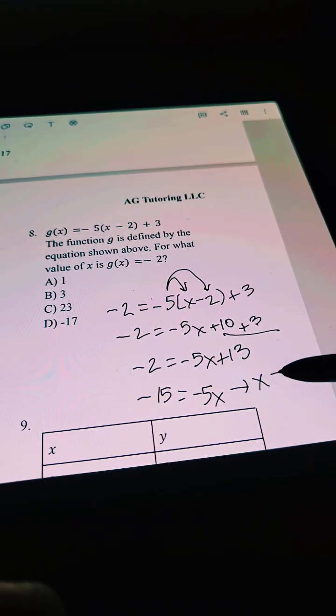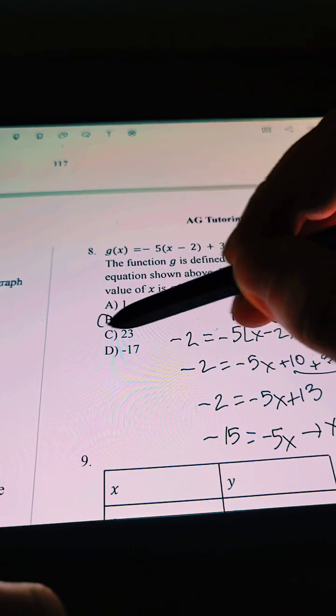And then divide by -5 on each side, and then I'm going to get x is equal to 3, so the answer should be B.